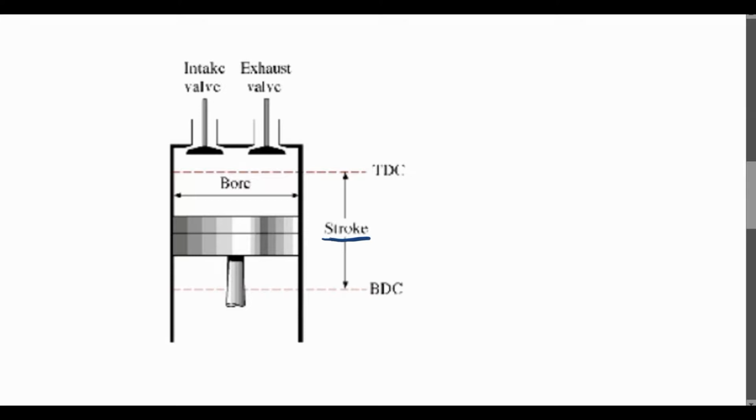The stroke is the distance from the top of the piston when it's at the bottom of the stroke to the top of the piston when it's at the top of the stroke. So the stroke is when the piston goes from the bottom to the top, or from the top to the bottom, and that is always staying at the same length for that particular engine.